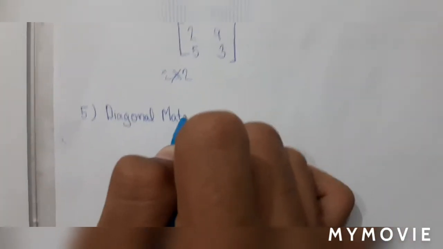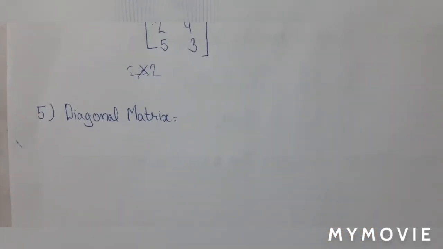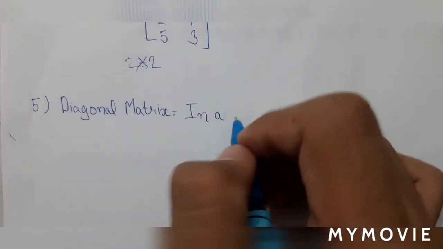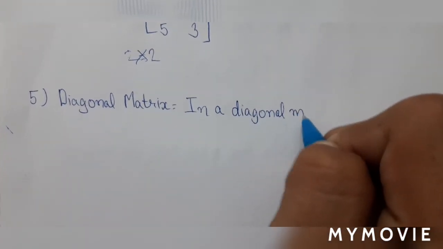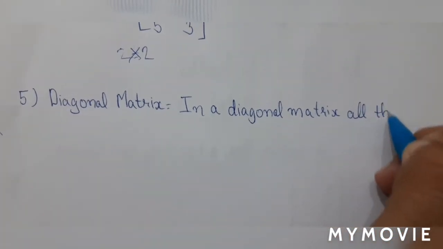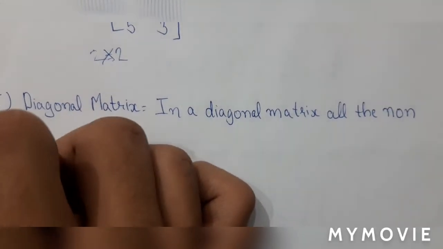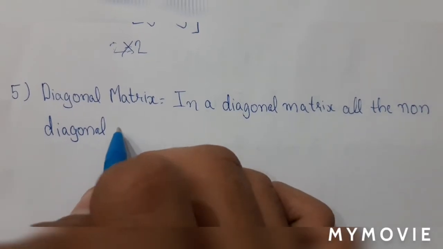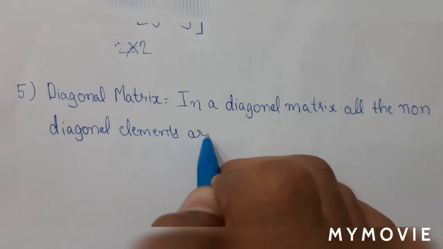Diagonal matrix. See, in a diagonal matrix, all the non-diagonal elements are 0.